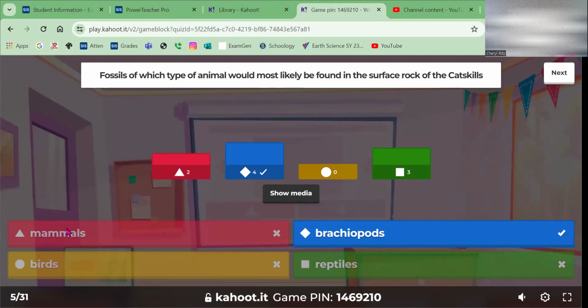So the Devonian, could there have been brachiopods? Absolutely. That line was there during the Devonian.